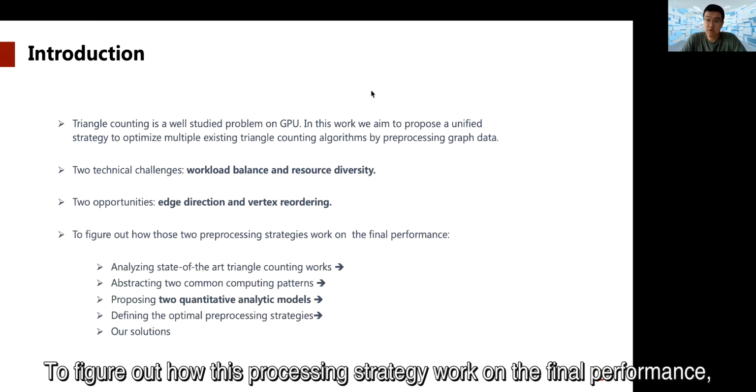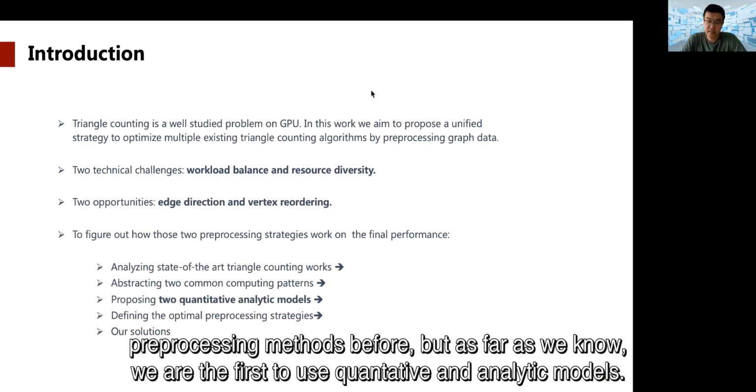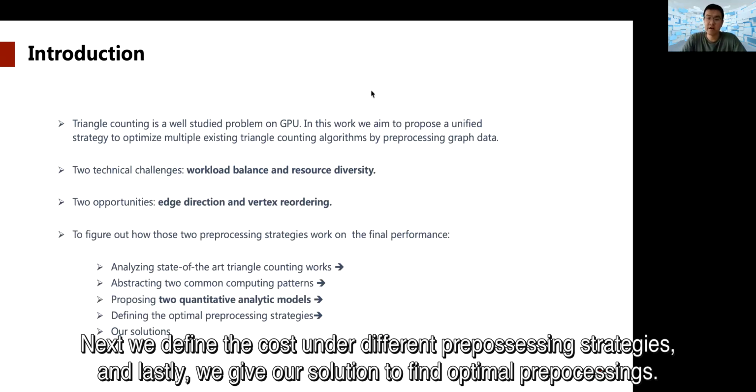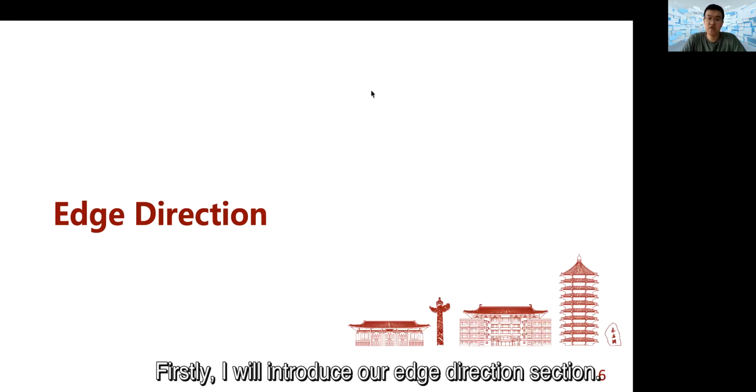To figure out how this pre-processing strategy works on the final performance, we propose two quantitative analytic models based on those patterns. There are some heuristic pre-processing methods before, but as far as we know, we are the first to use quantitative analytic models. Next, we define the cost under different pre-processing strategies, and lastly, we give our solution to find optimal pre-processing. Firstly, I will introduce our edge direction section.